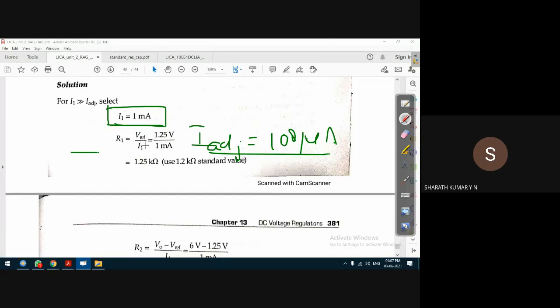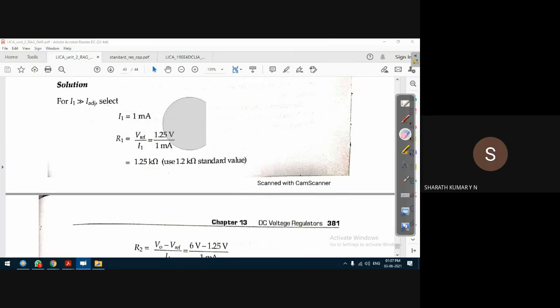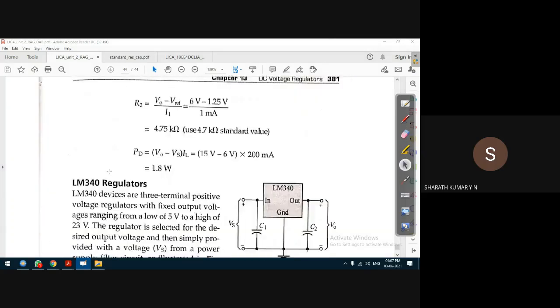Okay, so for I1 of 1 milliampere, R1 is Vref divided by I1. It's around 1.25 kilo ohms. The standard value is 1.2 kilo ohms, so R1 is 1.2 kilo ohms.